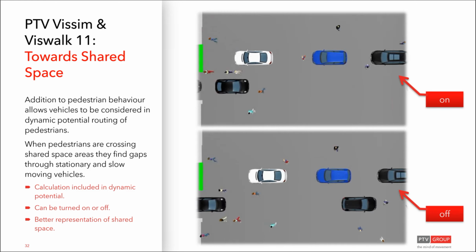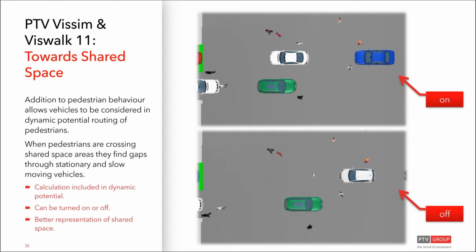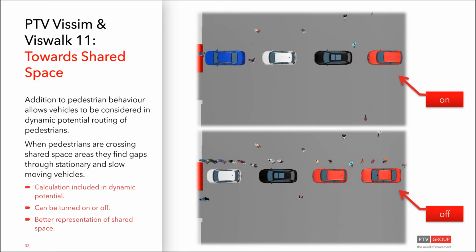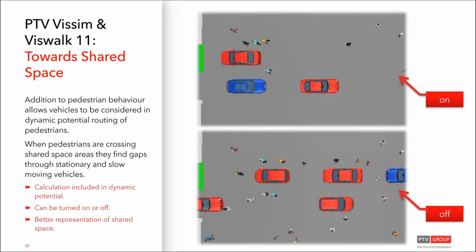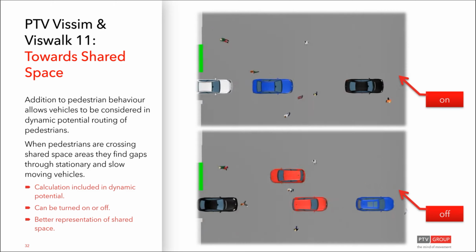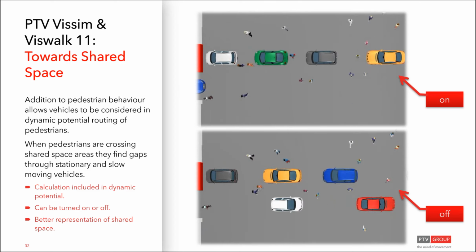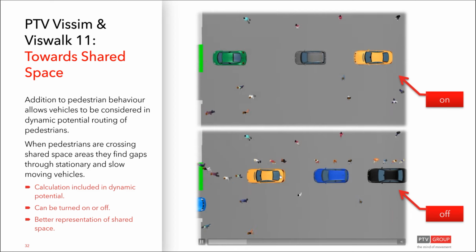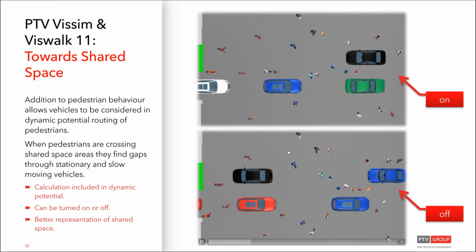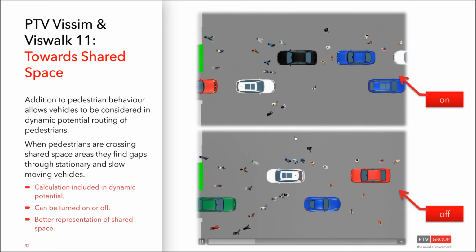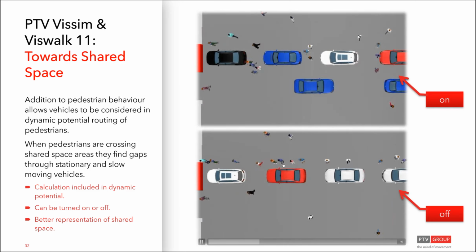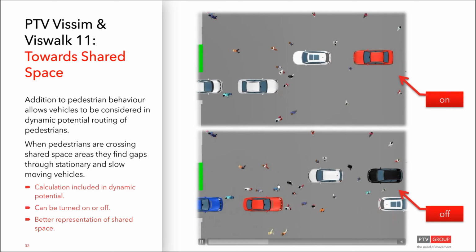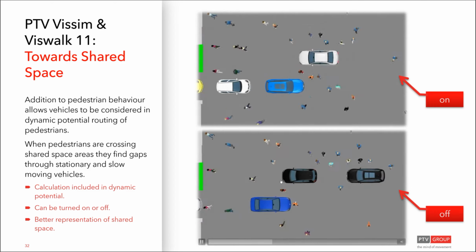Another feature which goes in the direction of shared space. If you want to model the interaction between pedestrians and vehicles, vehicles are now considered in the navigation of pedestrians. So you see here pedestrians crossing a street, and when the vehicles queue here, the pedestrians still try to walk straight from their origin to their destination, just standing in front of the vehicle and not being able to walk around. This is when the dynamic potential is switched off for the vehicles.